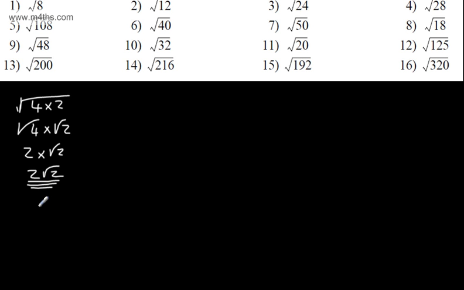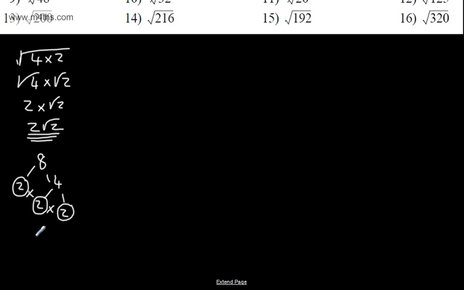An alternative is to prime factorise 8. 8 divided by 2 will give me 4. 4 we can divide by 2, and that will give me 2. So as a product of its prime factors, 8 can be written as 2 times 2 times 2. So what we could have said is the root of 8 is the root of 2 multiplied by 2 multiplied by 2, which is going to give us, now splitting it back up, the root of 2 multiplied by the root of 2 multiplied by the root of 2.